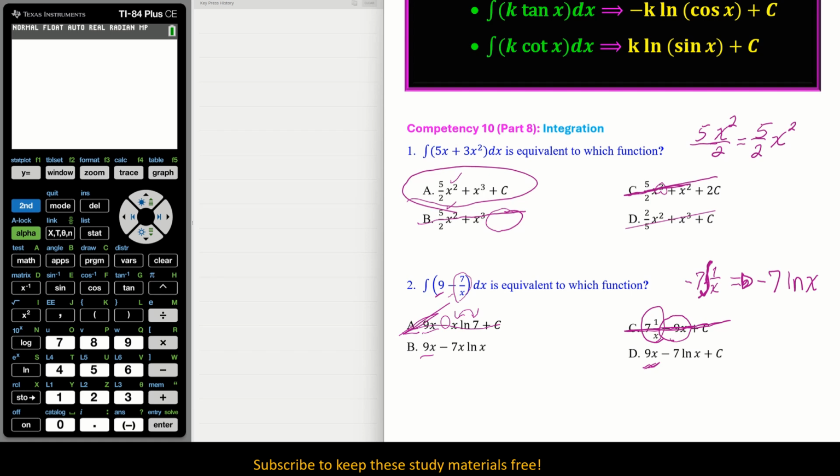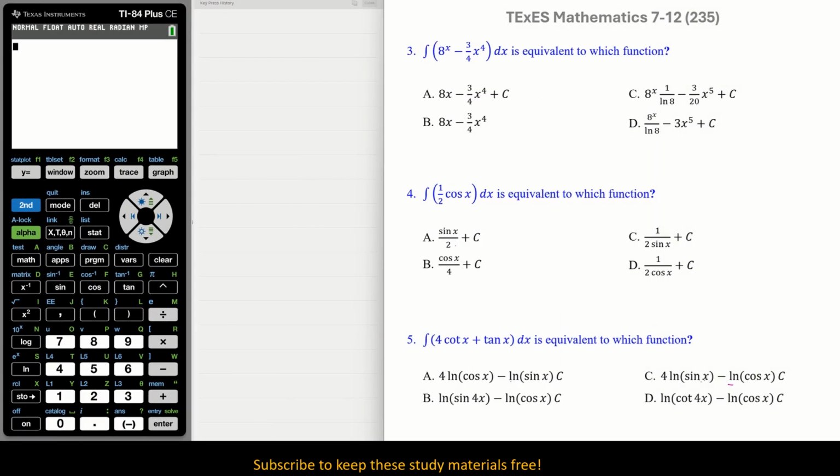Okay, now B is Captain Obvious. It isn't going to work because, once again, it's missing the crucial plus C. Okay, and it also has a random X thrown in. They just decided, oh, we need an extra X. So that will not satisfy. And if you look at D, obviously it has all the things that are necessary term by term that we need. Okay, let's go to number 3.